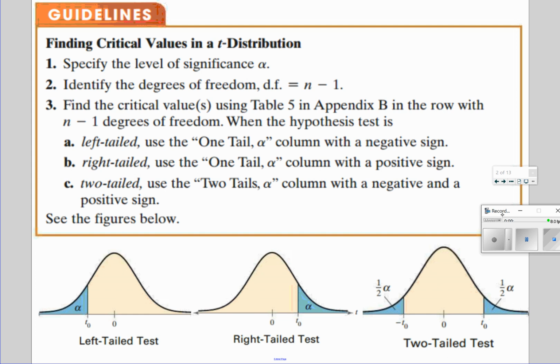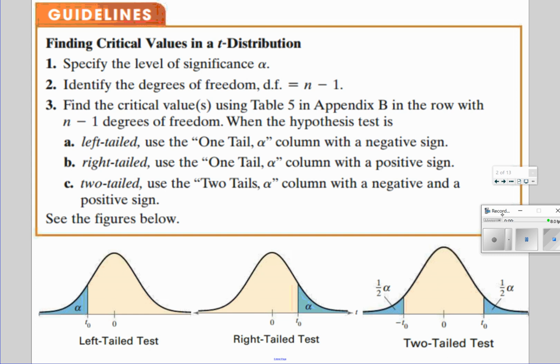This graphic here is from your book, but pretty much what you're going to do, if you look on your T chart, at the top, when we were doing confidence intervals, we used where it said level of confidence, that row across. The two right below that are alpha values. So you can see it says one tail, and then there's different alpha values, and then two tails alpha values.